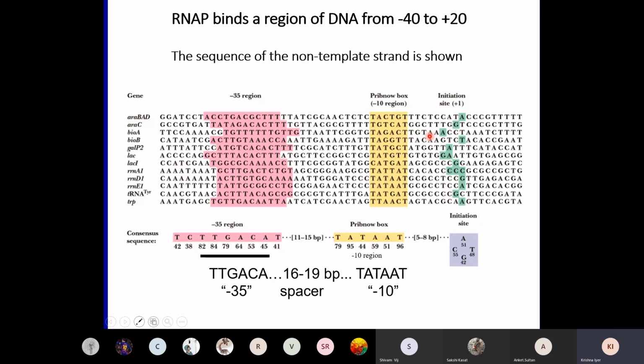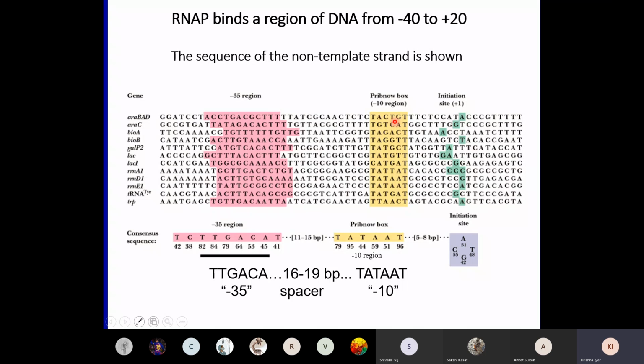It will actually start the synthesis of RNA at what is called the +1 region. Okay, so this numbering is very interesting. This is called -10 and -35 because actually transcription begins here. So if this is +1, this T here will be called -1, A will be -2, C will be -3, the next C will be -4, then -5, -6, -7, -8, -9, -10.